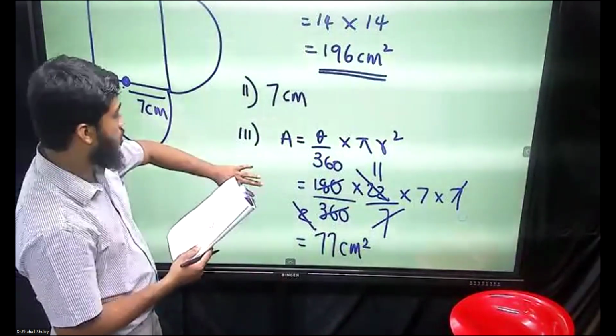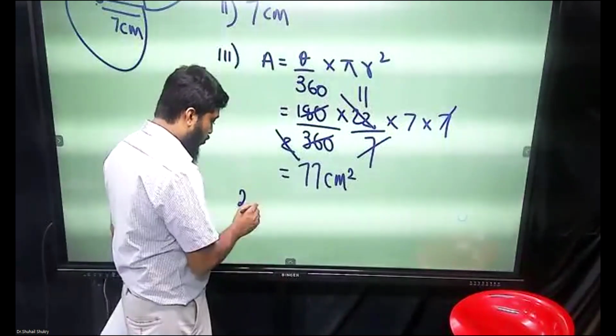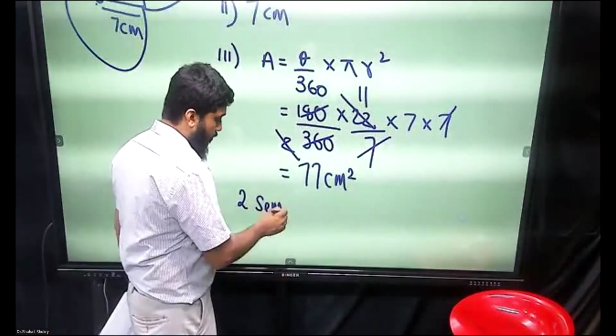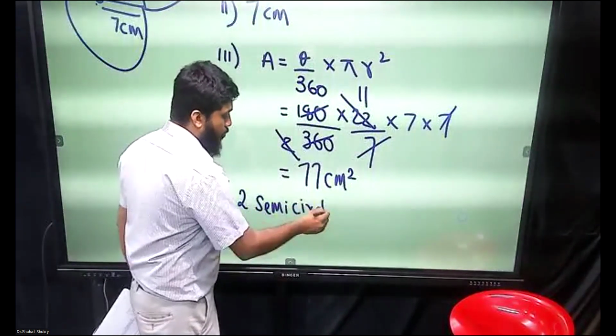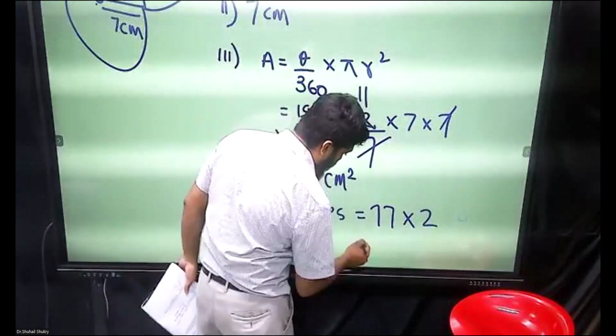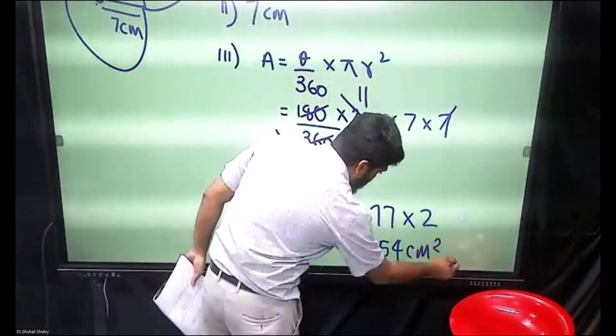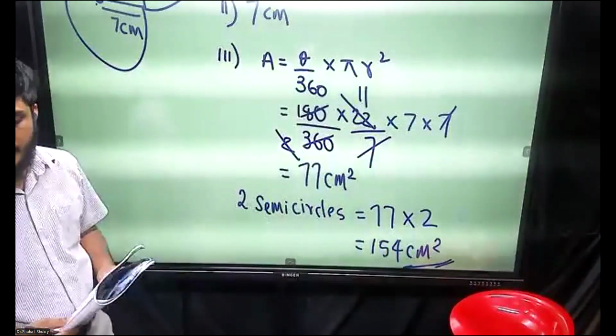Find the total area of the two semicircles, that is the question. Two semicircles, how much? This 77, I should multiply by 2. Then how much will I get? 154 centimeter squared. Can you understand?